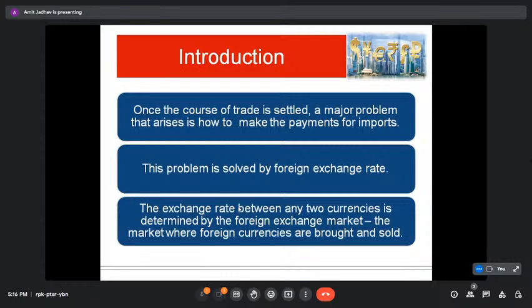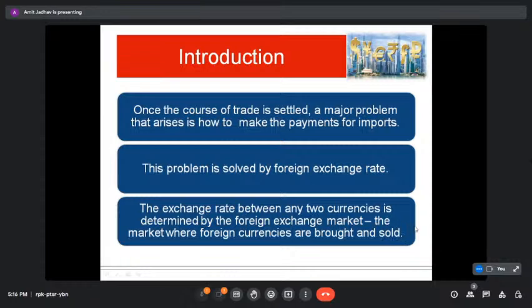So a problem will arise at the time of settlement of import payments, because different countries have different currencies. This problem is solved by the foreign exchange rate, and the exchange rate between any two countries is determined by the foreign exchange market.